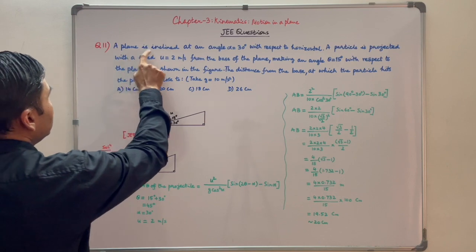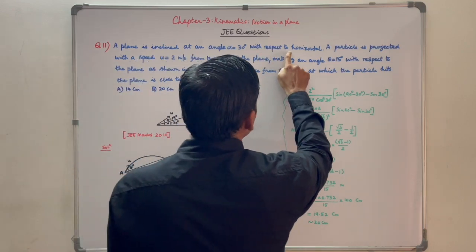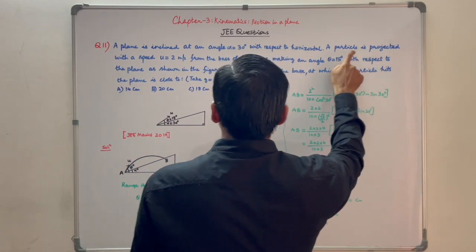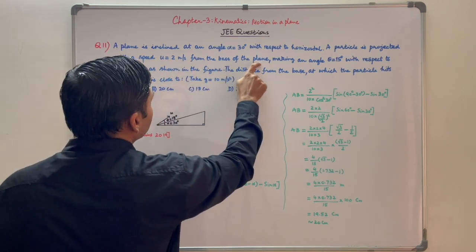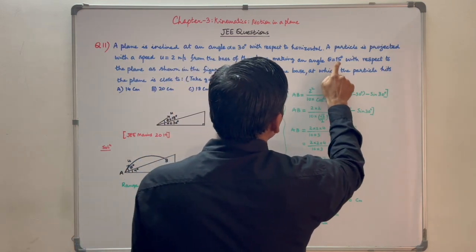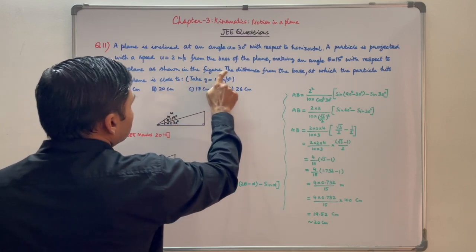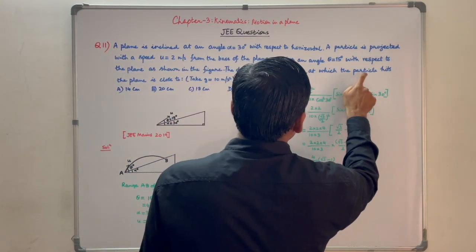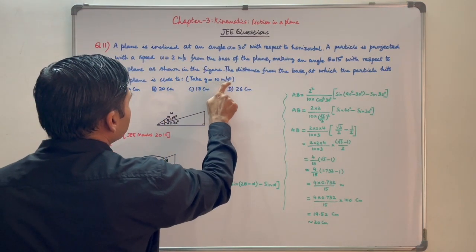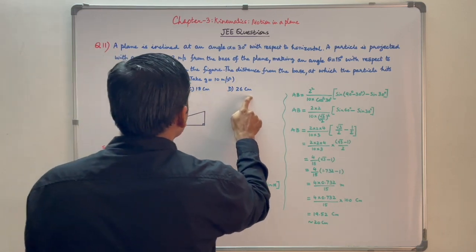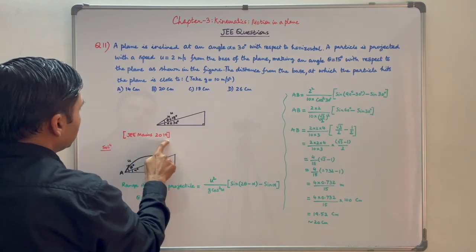11th question. A plane is inclined at an angle alpha equal to 30 degrees with respect to horizontal. A particle is projected with a speed u equal to 2 meter per second from the base of the plane, making an angle theta equal to 15 degrees with respect to the plane as shown in the figure. The distance from the base at which the particle hits the plane is close to. Take g equal to 10 meter per second square. These are the options given and this is the figure given. This question appeared in JEE Mains 2019.